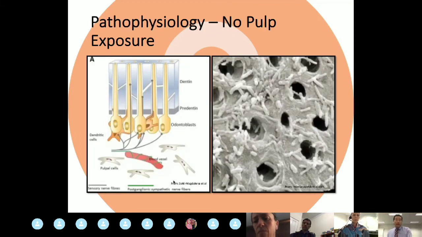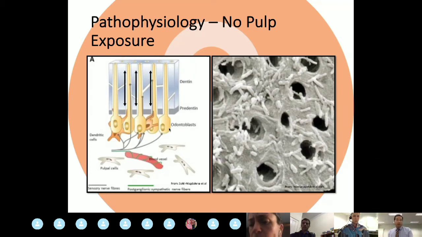So it all comes down to the structure of the dentin. Dentin is actually quite porous. It's very similar to a sponge. It's got little tubules running through the width of it, and these tubules have cellular processes called odontoblastic processes that extend into them. So how does this cause pathology?